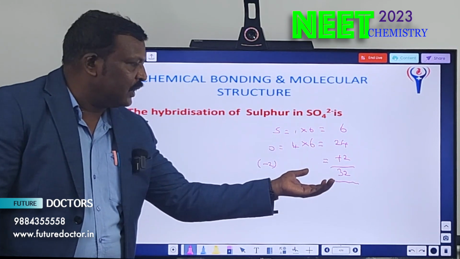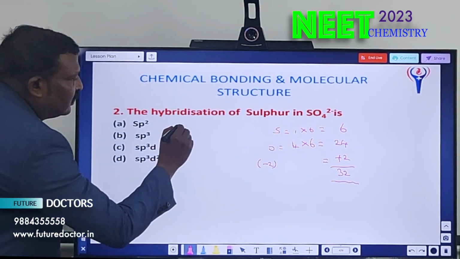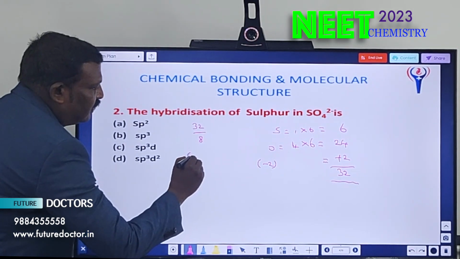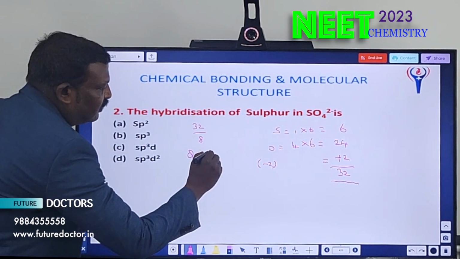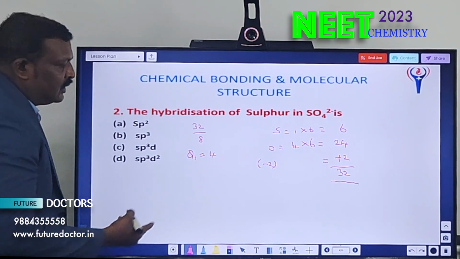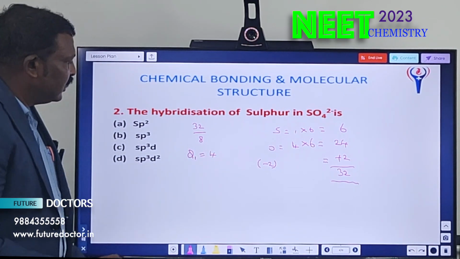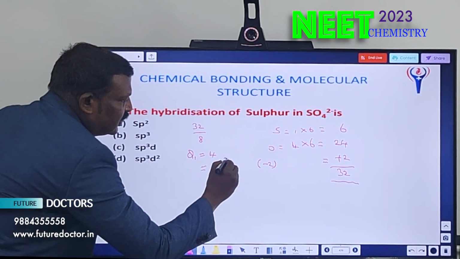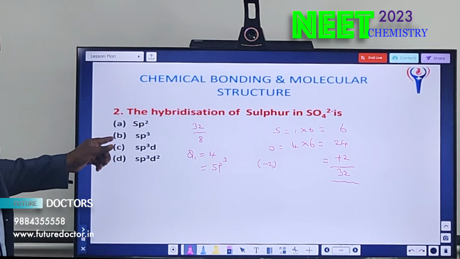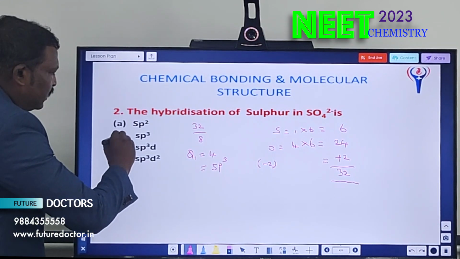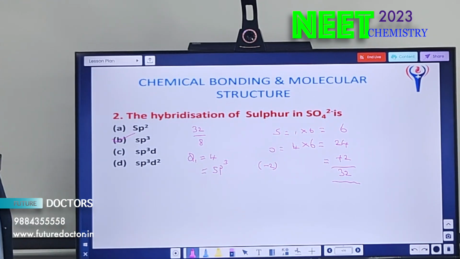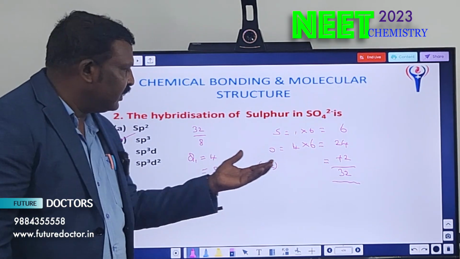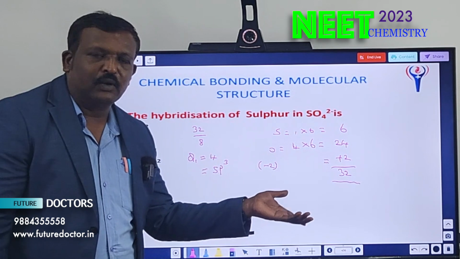If you have more than 8 electrons, divide by 8, and then take the quotient. The quotient obtained is 4. 4 means 1 s orbital and 3 p orbitals, which is sp3 hybridization. So among the options, B is the correct one. Understood? Simple. If there is no remainder we can easily find it, but if you have a remainder, we have to follow another method.